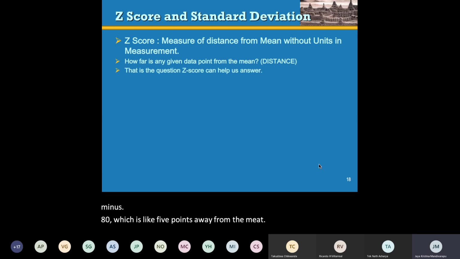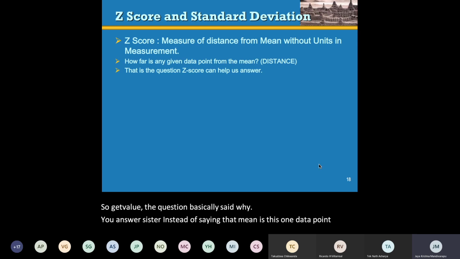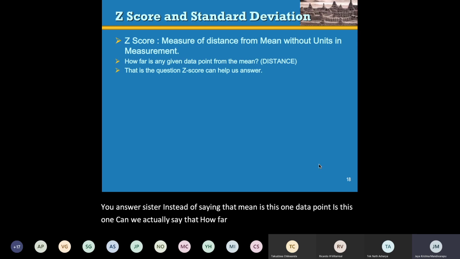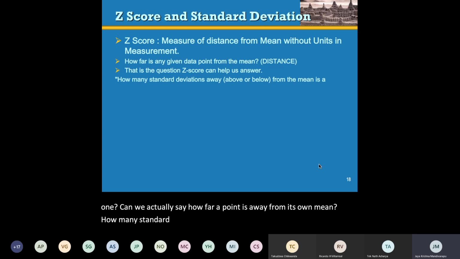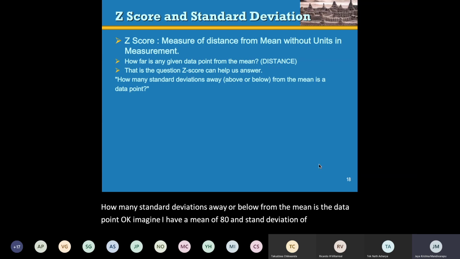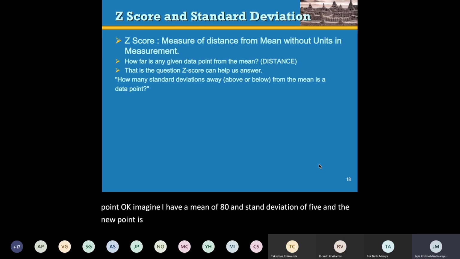So the question the z value answers is this: instead of saying the mean is this one and the data point is that one, can we say how far a point is from its own mean? How many standard deviations above or below the mean is the data point? Imagine I have a mean of 80 and a standard deviation of 5, and the new point is 85. So 85 minus 80 is how much? 5. So 5 is how many standard deviations away from the mean?